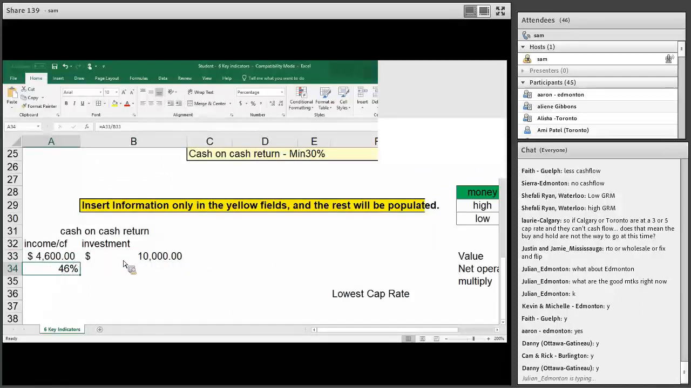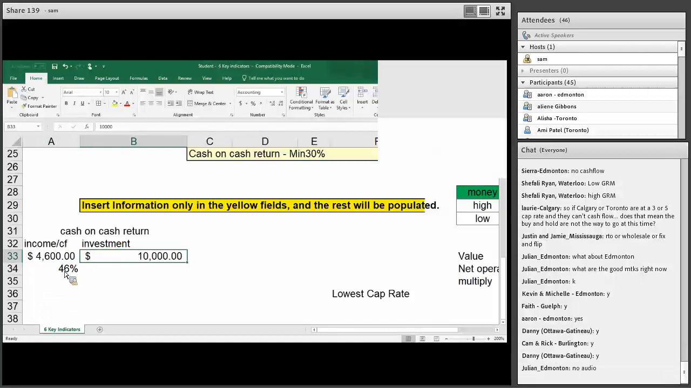So if we put, as an example, to see how this is affected, if we put less money in, you see that the cash on cash return is much higher, much higher.